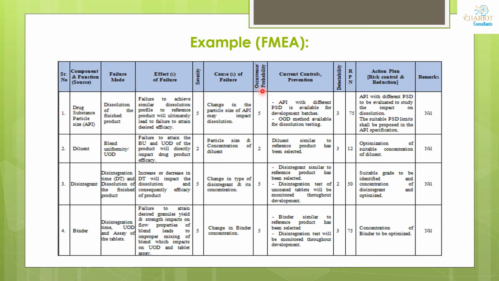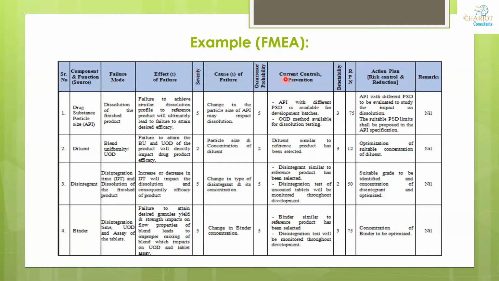And then occurrence and probability. Occurrence probability means, for example, if I am doing a dissolution with different particle sizes, what is the occurrence? If I am doing dissolution 5 times with different particle sizes, I know that each of the 5 times my dissolution will not be there. So in that case, the occurrence or the probability will always be 100%. I have 5 particle size APIs and I am doing the dissolution. Every one of the 5 times I do it, I will have the worst result. So the occurrence or probability of happening is 5.